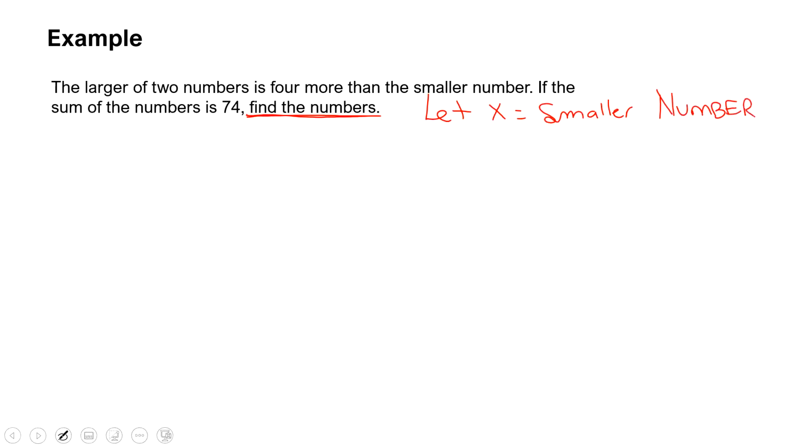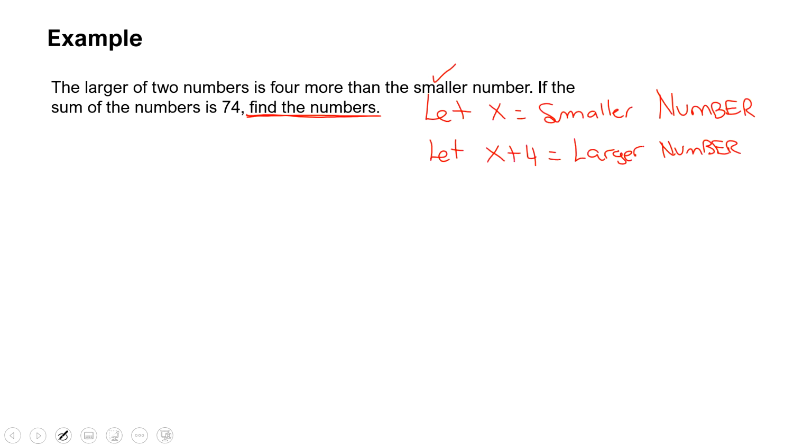Then they tell me, so we have the smaller number done. Then they tell me the larger number is 4 more than the smaller number. So for that, we're going to do let x plus 4 equal the larger number. Does that make sense why I did that? Does everybody see why I did that? They told me the smaller number is x. They tell me the larger number is 4 more than the smaller number. So x plus 4 represents the larger number.